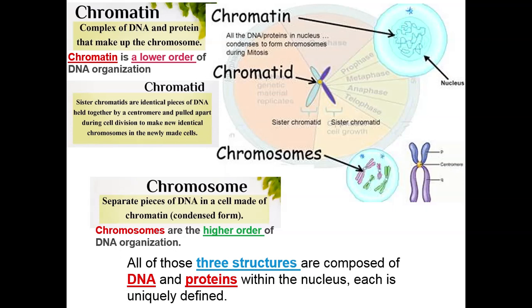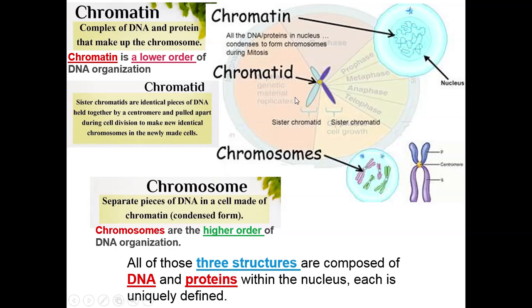Iaitu yang pertamanya adalah chromatin, which is a lower order of DNA organization at the beginning of the cell cycle. Pada permulaan cell cycle, as you can see here, you can see the structure of chromosome is just like this. Yeah, which is kalau kita tahu common structure dia macam dekat bawah ni kan. But then at the beginning of the cell cycle, in the interphase, the structure of the chromosome is like this, and it is called chromatin.